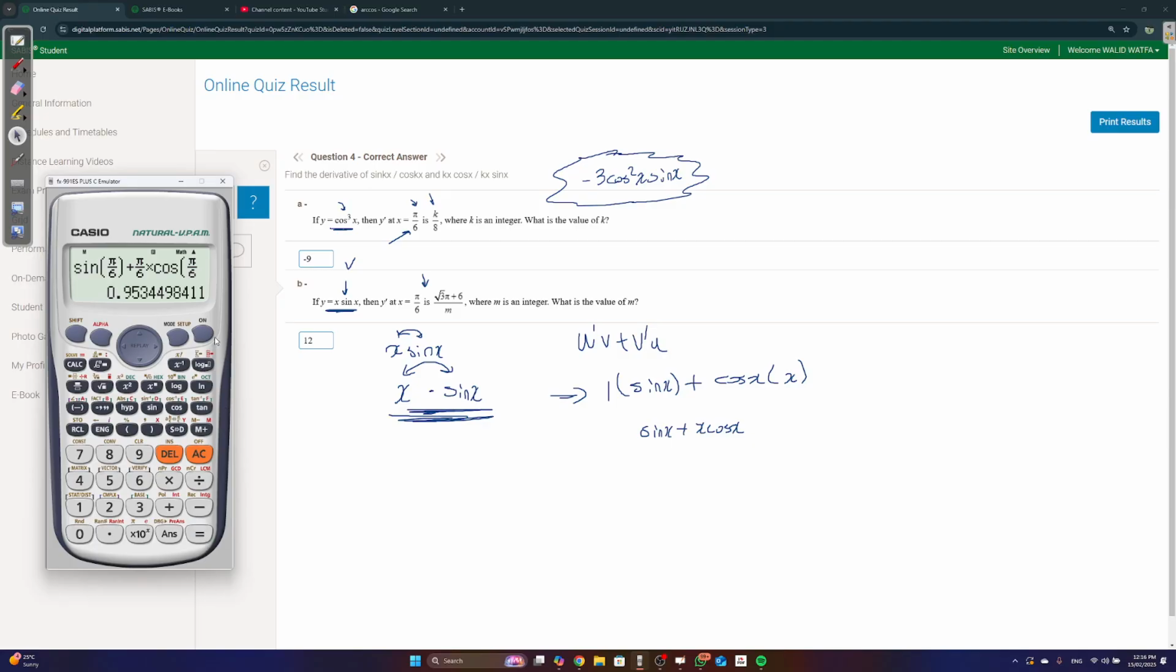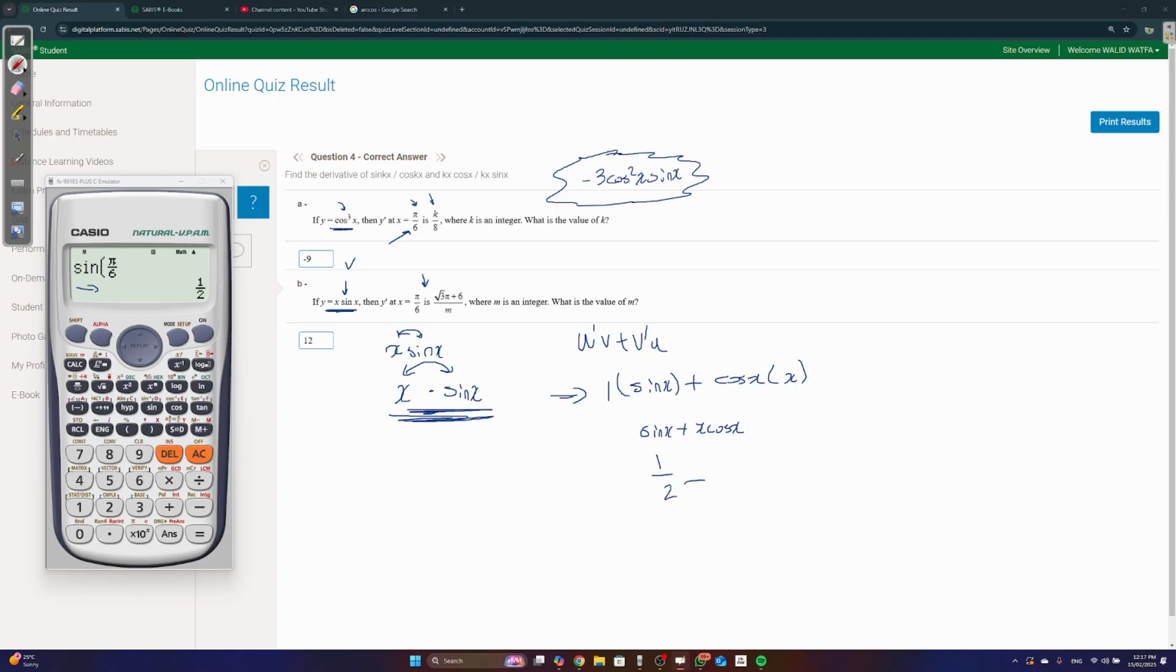Let's press equal. Oh, that's a problem. Okay, when you get a case like this, you need to do it step by step. You need to do it by hand. Actually, don't panic. If you do sine pi over 6, we can do it step by step.